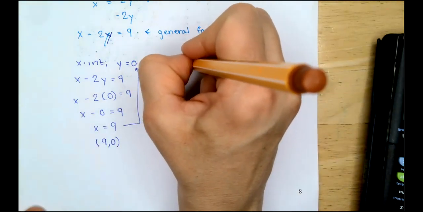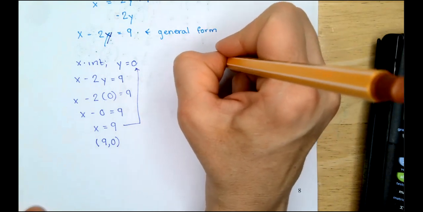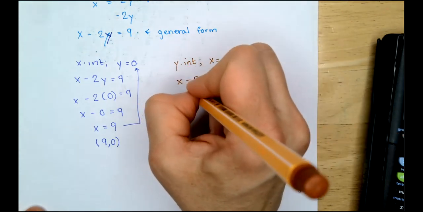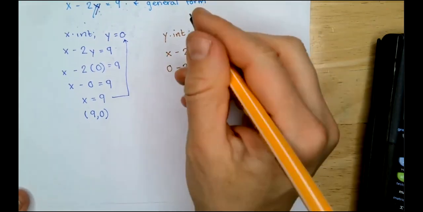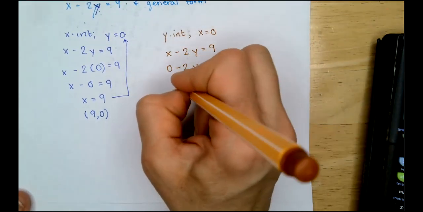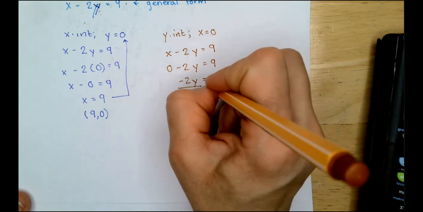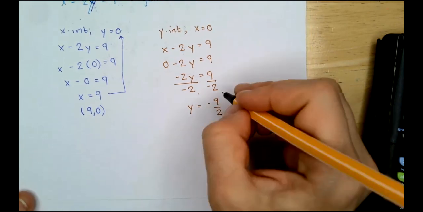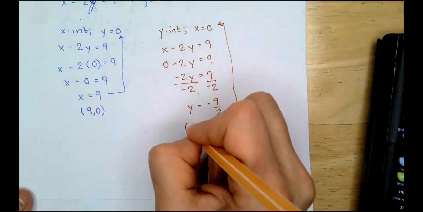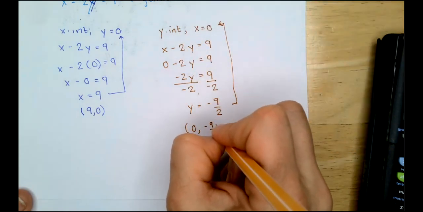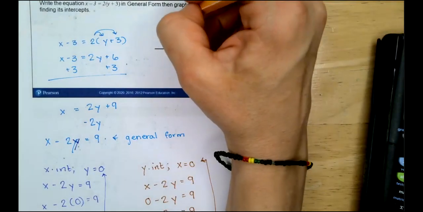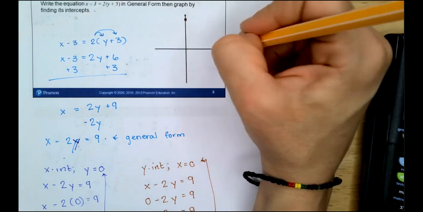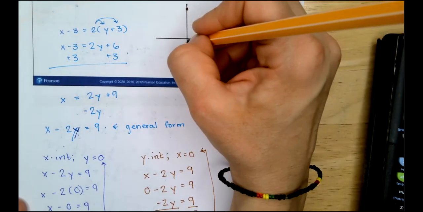My y-intercept I find when I put x equal to 0. X minus 2y equals 9. 0 minus 2y equals 9. Negative 2y equals 9. Divide by negative 2. Y equals negative 9 halves. Not as lovely when x is 0. So that will be 0, negative 9 halves. So 9, 0 will be up here as my x-intercept. And then negative 9 halves would be negative 4.5.